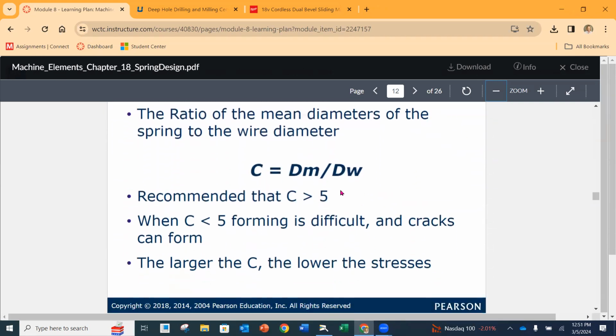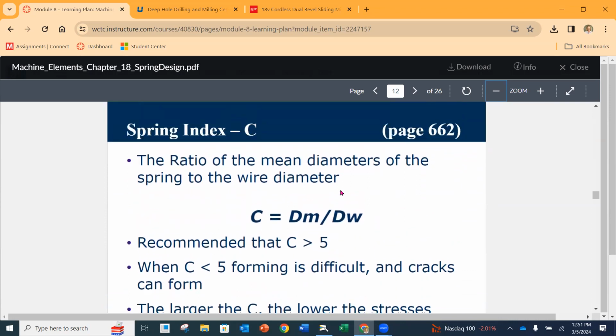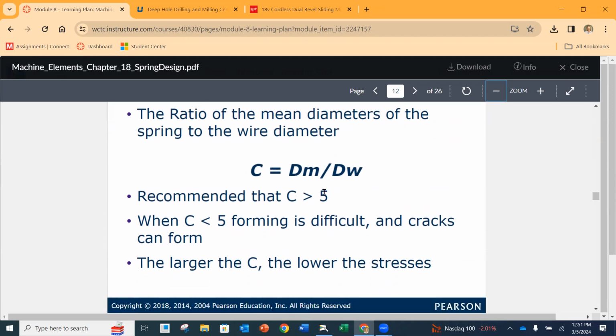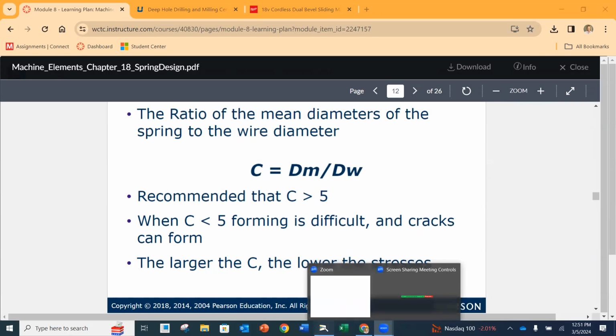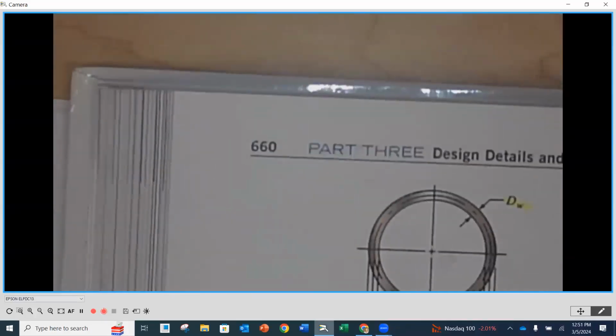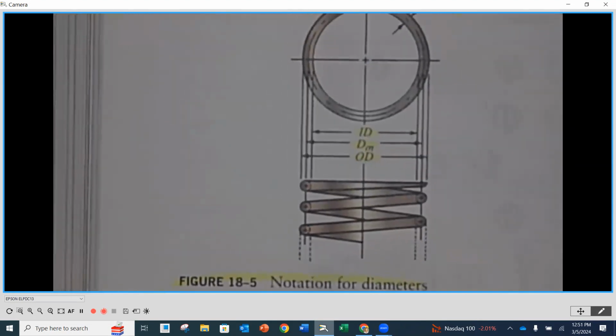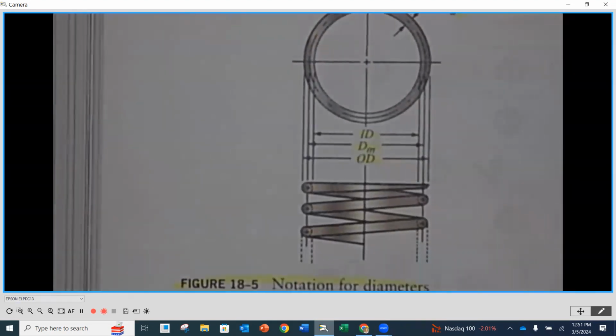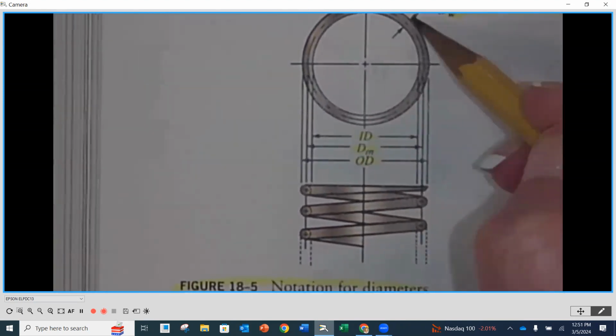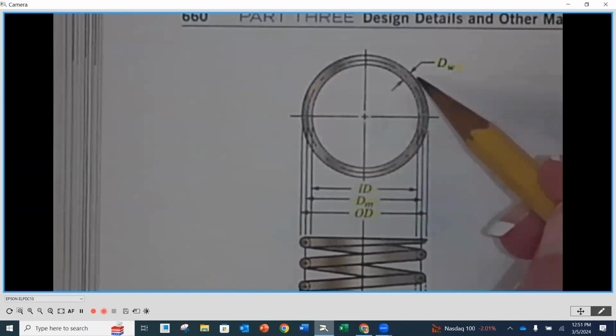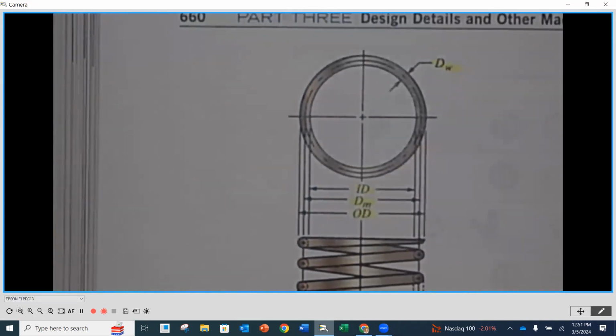Spring index. Spring index is going to be the ratio of the mean diameter of that spring to the wire diameter. Okay, so looking back at that illustration on the top of page 660, this illustration right here. Our mean diameter is going to be right between the inside diameter, the smallest diameter, and my outside diameter. Essentially it's going to be the outside diameter minus that wire diameter.